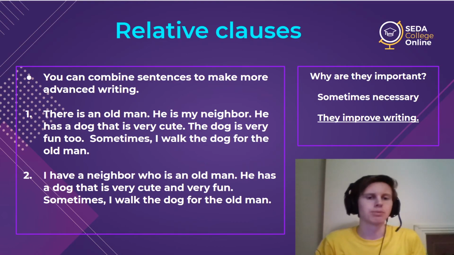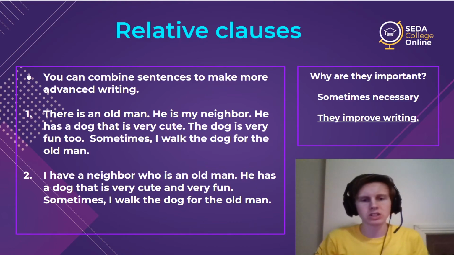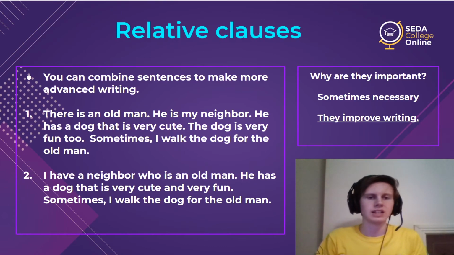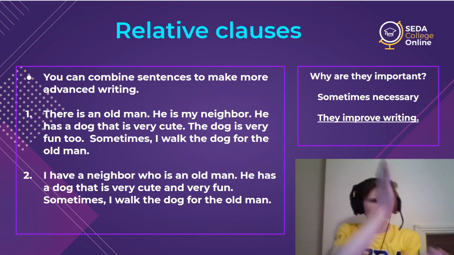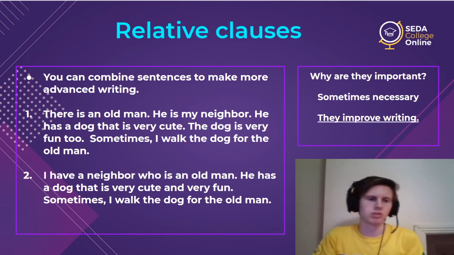I have a neighbor who is an old man. He has a dog that is very cute and very fun. Sometimes I walk the dog for the old man. So, now this story, same story, but this one sounds a lot better. It feels a lot better because now the relative clauses let the ideas connect together without all of the stops of the subject, verb, subject, verb.